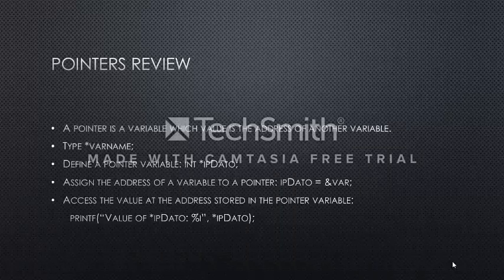So, a pointer is a variable whose value is the address of another variable. You declare it by typing the type, then asterisk, and the variable name. So, for example, a pointer to integer will be int asterisk ip. To assign the address of a variable, we use the ampersand operator, and to access the value of the address stored in the pointer variable, we use the asterisk.